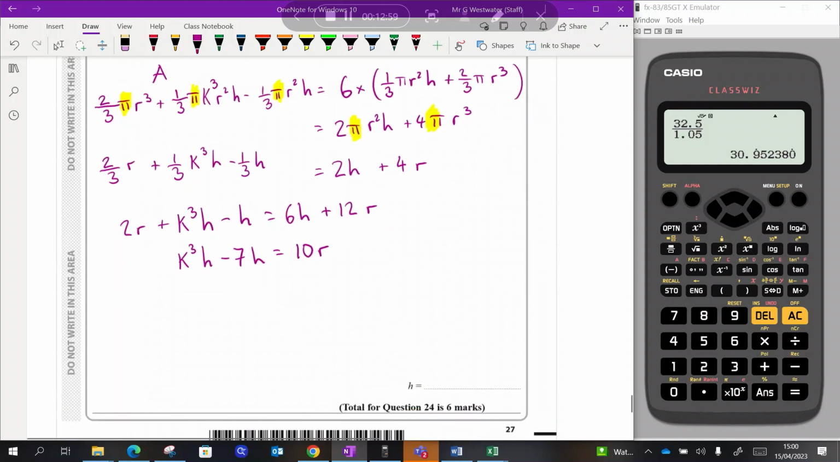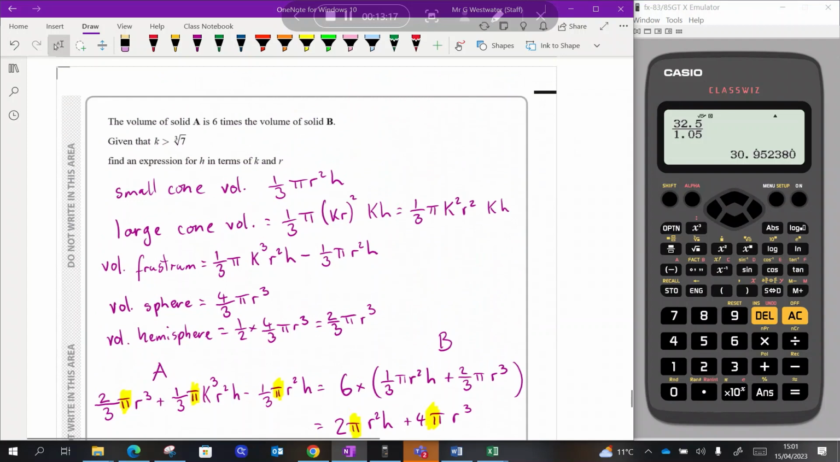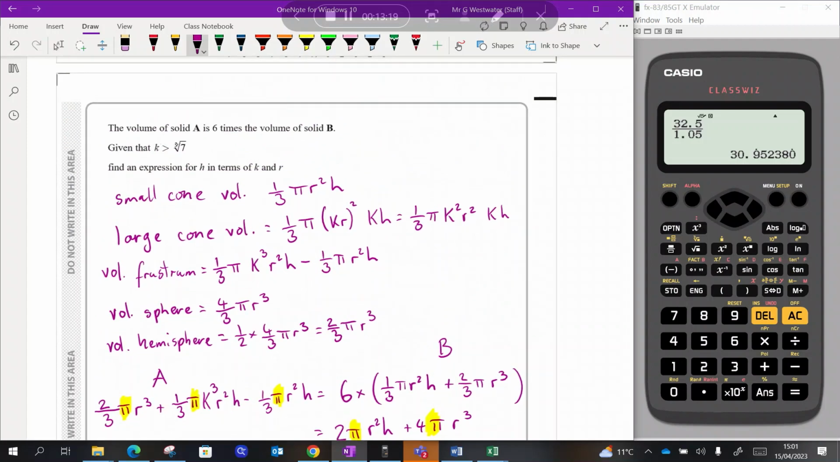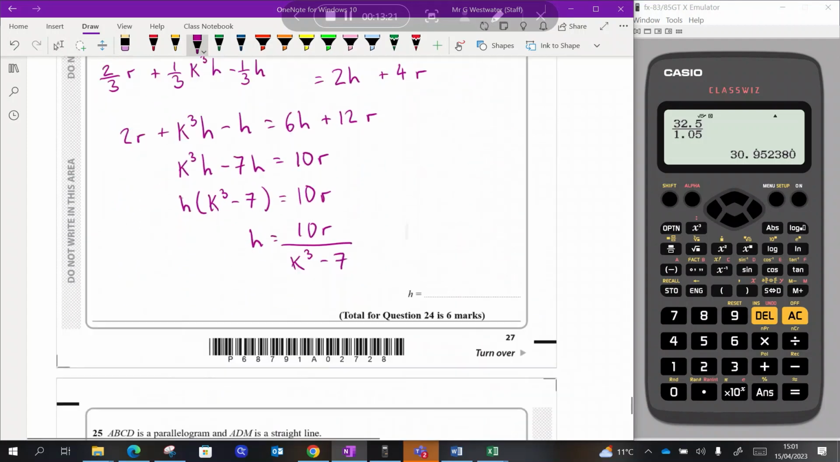Okay, now to make h the subject, we need to factorize it out. h into k cubed minus 7 equals 10r, and then h equals 10r over k cubed minus 7. And this is, I guess, why I've got that k has to be greater than the cube root of 7, because if k equaled the cube root of 7, we'd be dividing by 0. So 10r over k cubed minus 7.